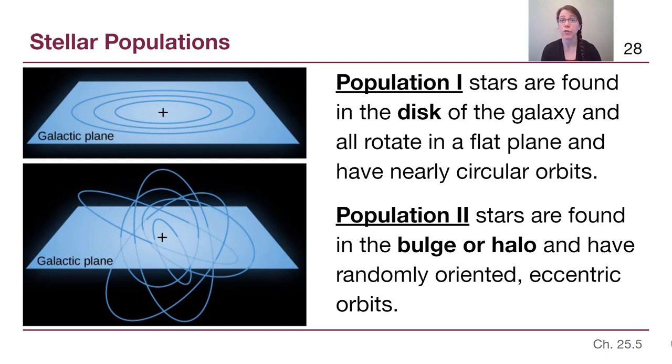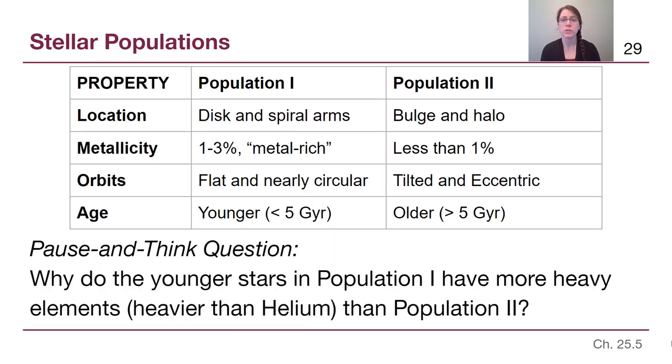Population 2 stars have a lot fewer metals, and so this little table that I've put together kind of summarizes the key differences in these two populations. So population 1 stars, like our sun, are found in the disk and in the spiral arms. Population 1 stars, like our sun, are considered metal-rich. They have several percent of the things that aren't hydrogen and helium. The orbits are nice and flat and circularized. And population 1 stars, by definition, are younger stars. They're less than about 5 billion years.